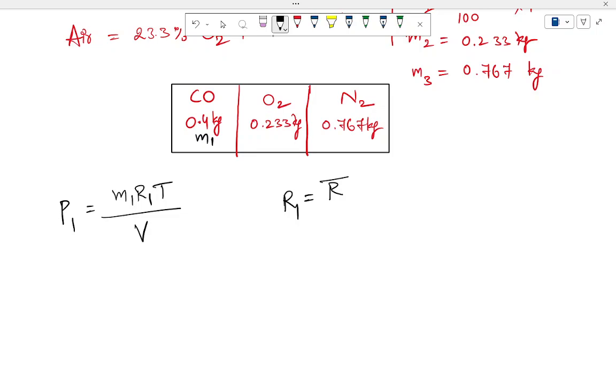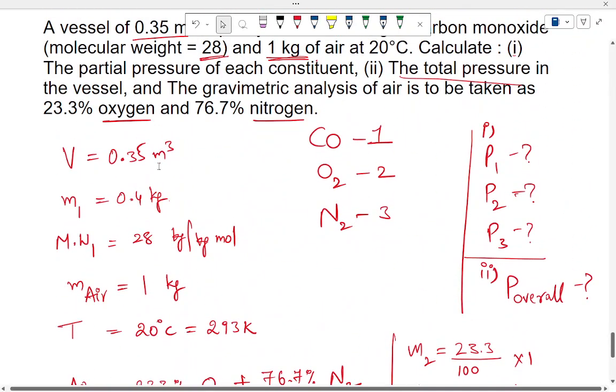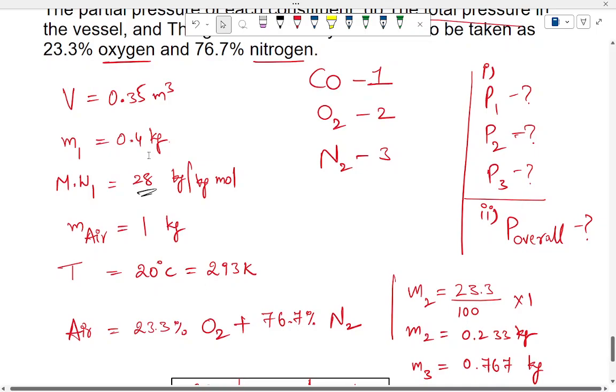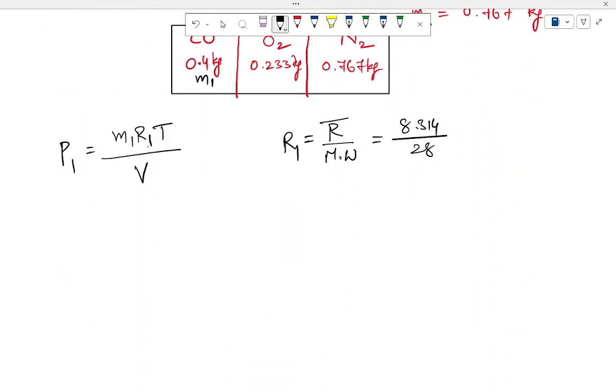So what is the relationship between R and R bar? R is equal to R bar by the molecular weight, the corresponding molecular weight. So the R bar value is 8.314 kilojoule per kg mole Kelvin, which must be remembered, which must be by hearted. And then the molecular weight of the CO is given in the question. I think it's 28. Yeah, it's 28. So let us make use of the same 28 here. So that's how you will get R1. The temperature is 293 Kelvin given in question. The volume is also given in question as 0.35. So you can substitute all the values here.